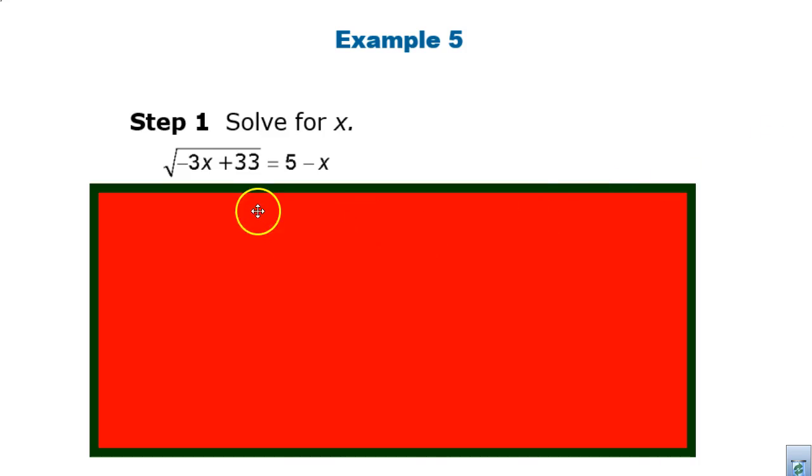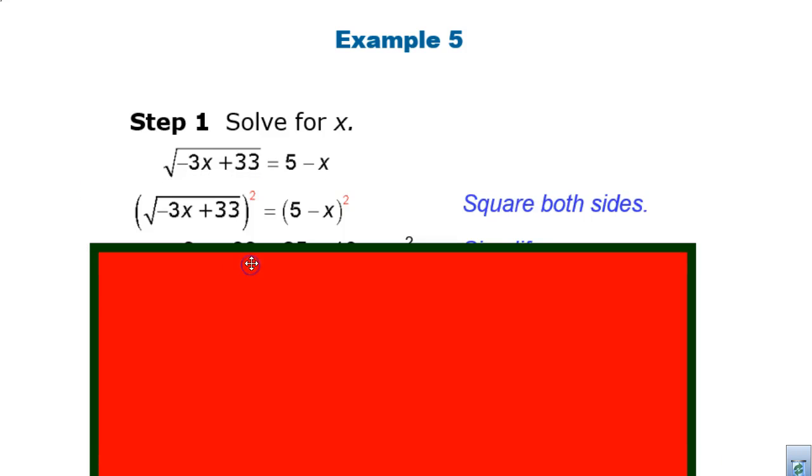Example 5 today. We're solving for x. We've got the square root of negative 3x plus 33, and all of that is under the radical, equals 5 minus x. Our first step when we have only one radical is to isolate the radical. Well, it's already isolated, so now we'll raise both sides to the second power.